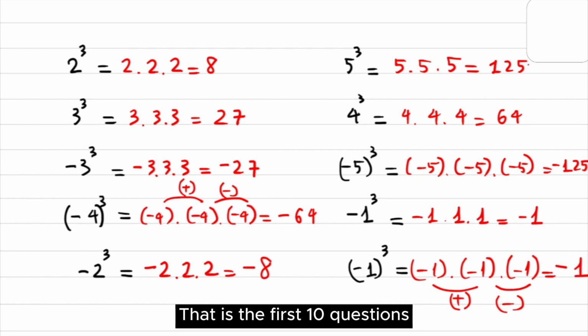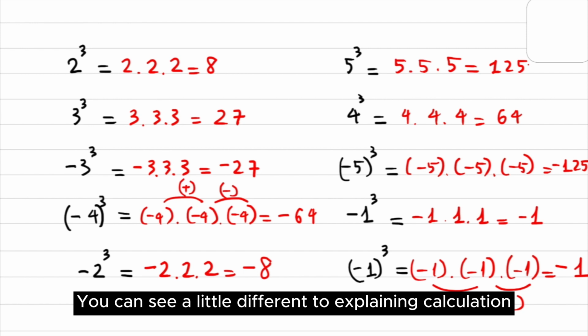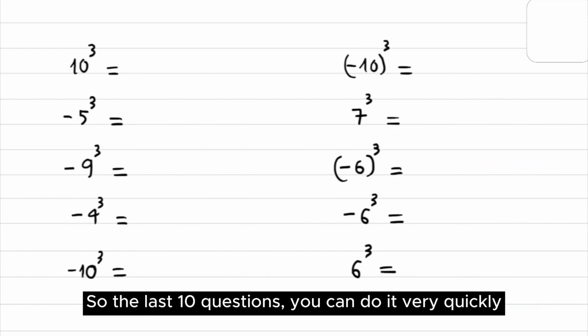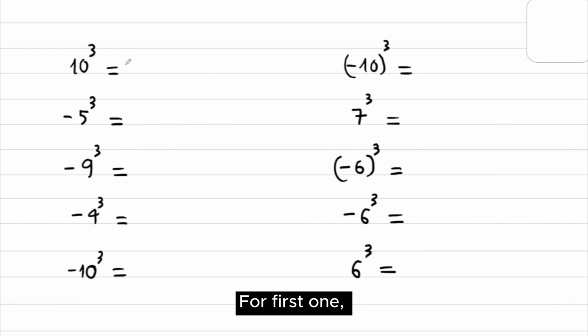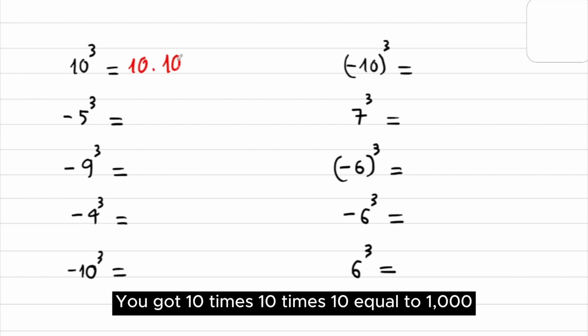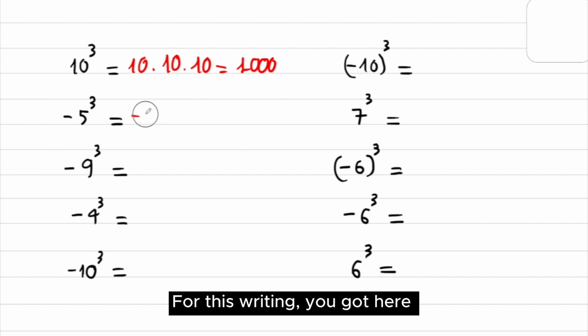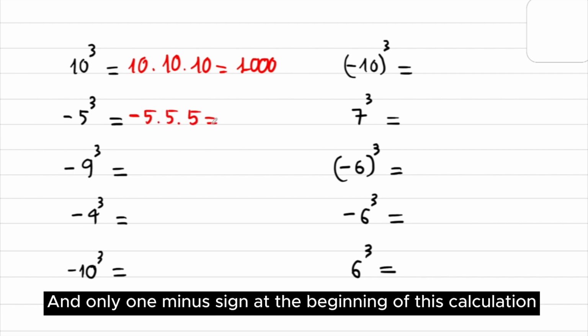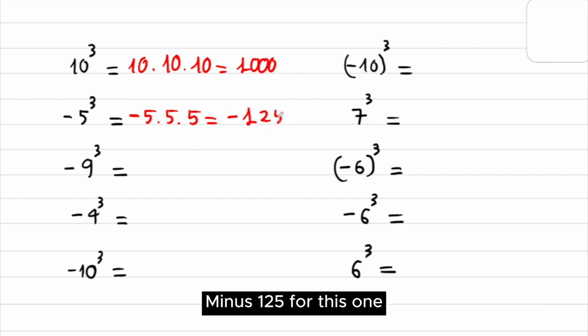That is the first 10 questions, and you can see a little difference in explaining the calculation. I think you can understand that. Okay, so the last 10 questions, you can do very quickly. For the first one, you got 10 times 10 times 10 equal to 1000. For this writing, you got here 5 times 5 times 5 and only one minus sign at the beginning of this calculation. Minus 125.